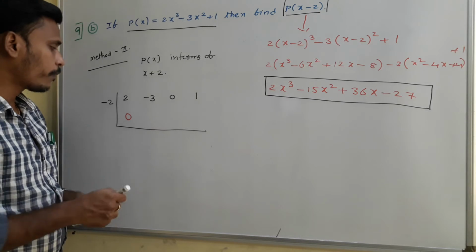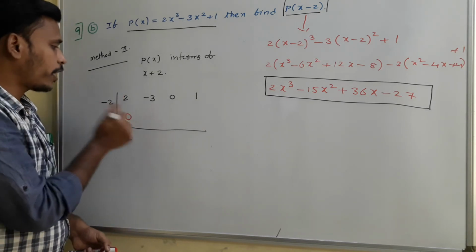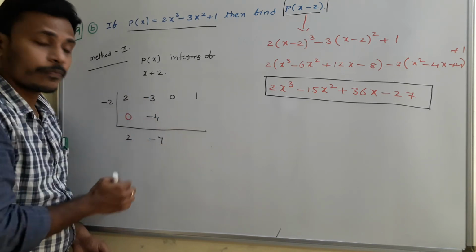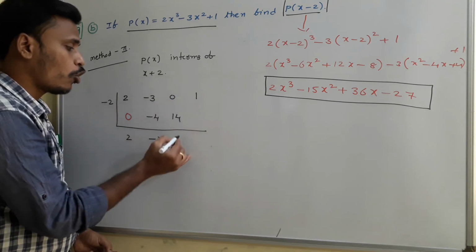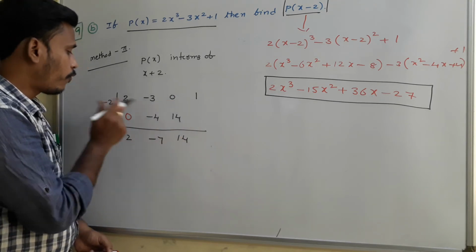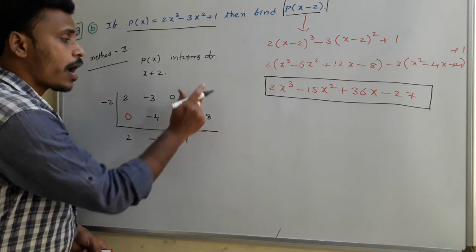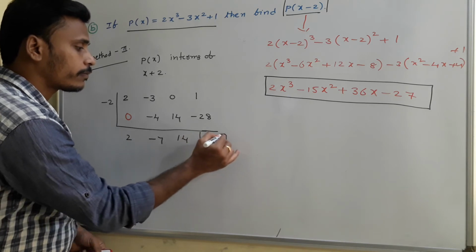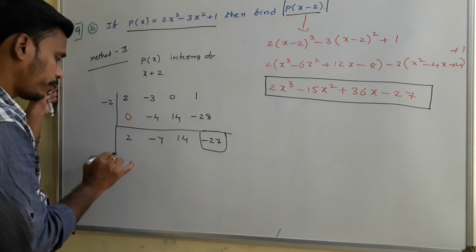So you just solve. Add column wise, 2 plus 0 is 2. 2 into minus 2 is minus 4. Minus 3 minus 4 is minus 7. And minus 7 into minus 2 is plus 14. 0 plus 14 is 14. 14 into minus 2 is minus 28. And 1 minus 28 is minus 27. This is the constant.